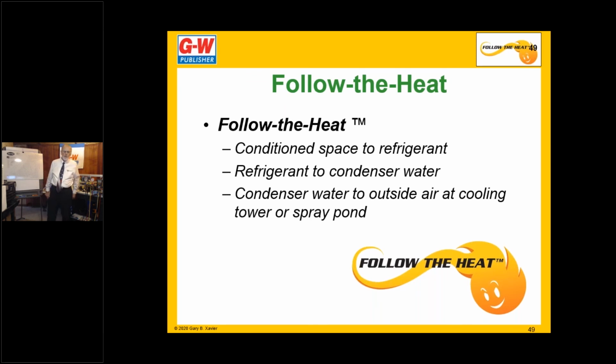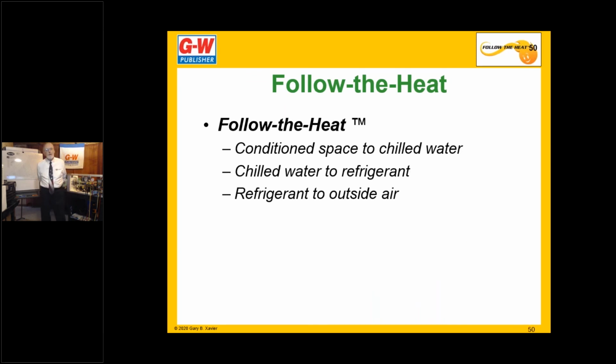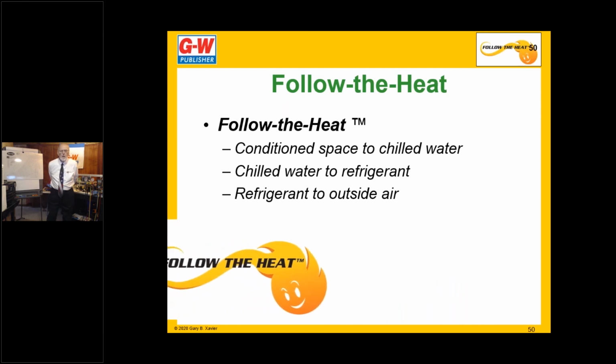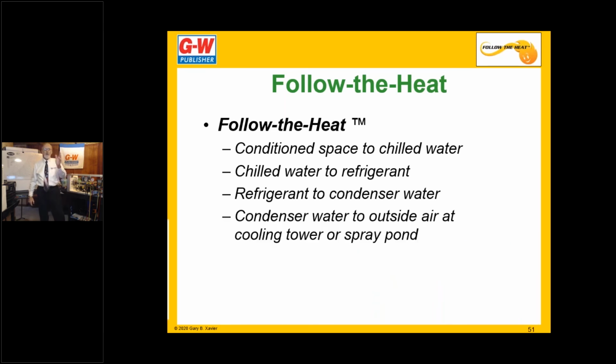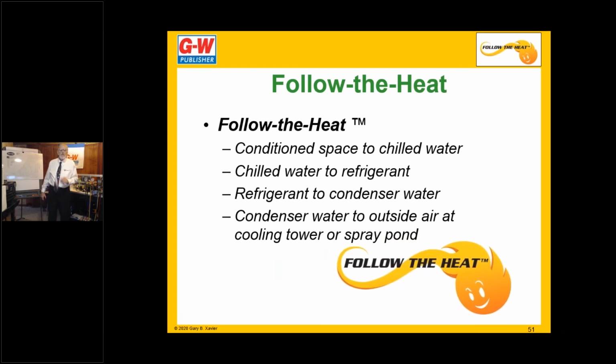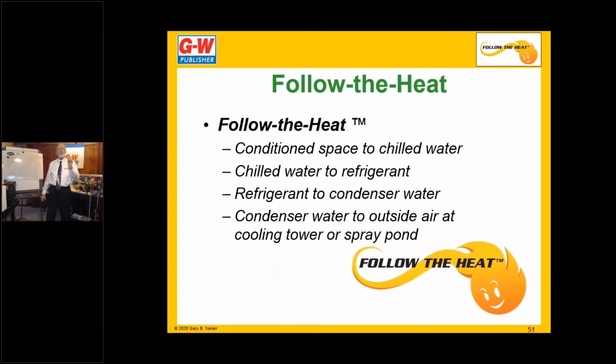If it's a chiller system with chilled water, it becomes either 3 or 4 steps. With a chiller, the conditioned space air gives up its heat to the chilled water. That's the first step. Then the chilled water brings the heat to the refrigerant in the evaporator of the chiller. And then from the evaporator, we take the refrigerant to the condenser. If it's an air-cooled condenser, then we give up the heat to the outside air. But if it's a water-cooled condenser, it becomes 4 steps. The heat goes from the conditioned space to the chilled water, from the chilled water to the refrigerant, from the refrigerant to the condenser water, and from the condenser water to the outside air.